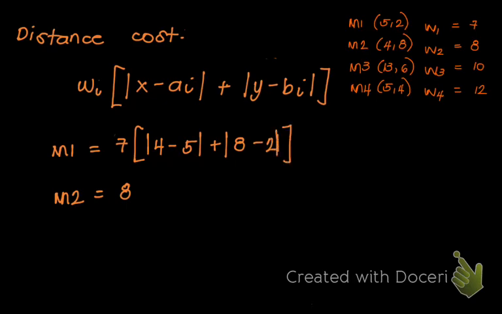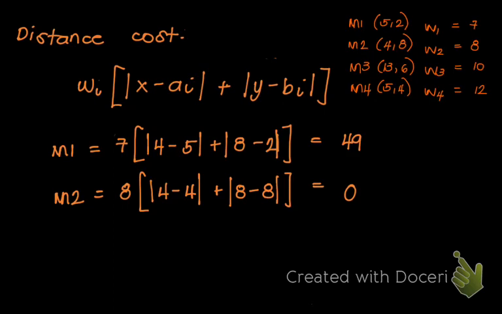And then, for machine 2 naman, ganun din. So, 4 minus 4 plus 8 minus 8. So, this is definitely equal to 0. And then, we have 7 times yung 1 plus 6, which is 7. So, 7 times 7, we'll have 49. So, for the total distance covered, we have 49.